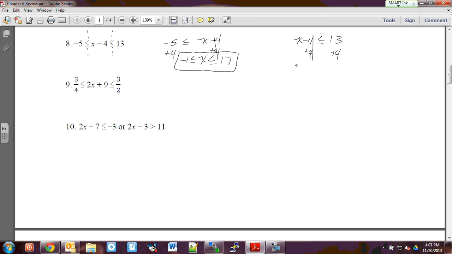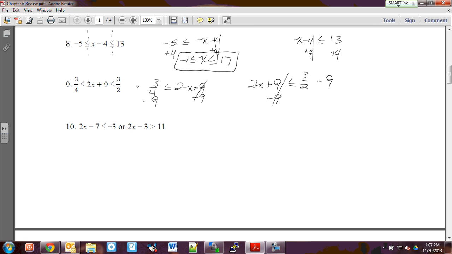Okay, that's your answer. So do the same thing here. We have 3/4 is less than or equal to 2x plus 9, and 2x plus 9 is less than or equal to 3/2. Okay, minus 9, minus 9, minus 9.